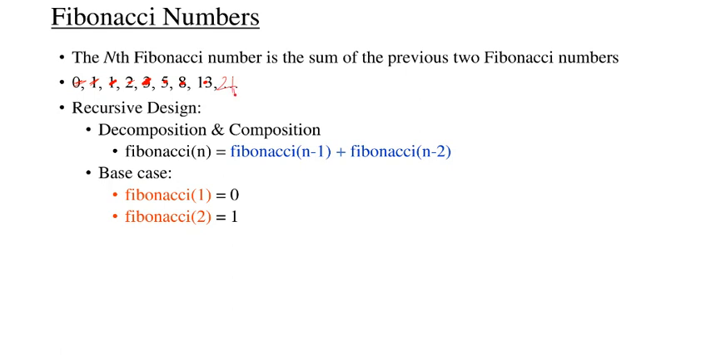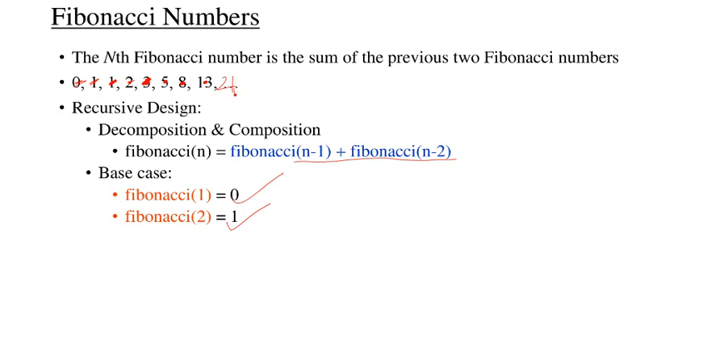So Fibonacci series is nothing but the nth term is the sum of the previous two terms. That's why Fibonacci of n is equal to Fibonacci of n minus 1 plus Fibonacci of n minus 2. And now, if you look at the first Fibonacci term, that is 0, and the second Fibonacci term, that is 1.